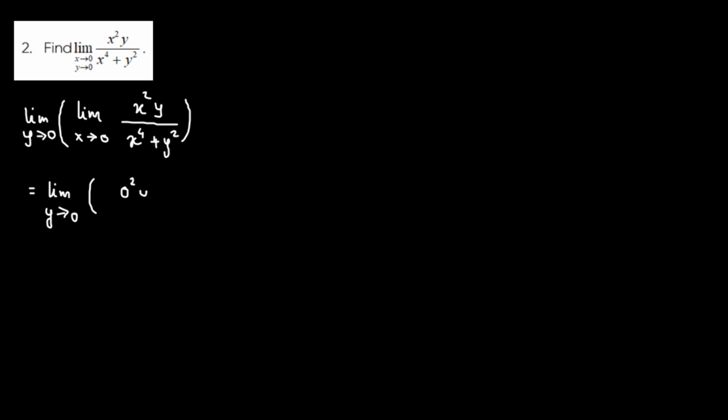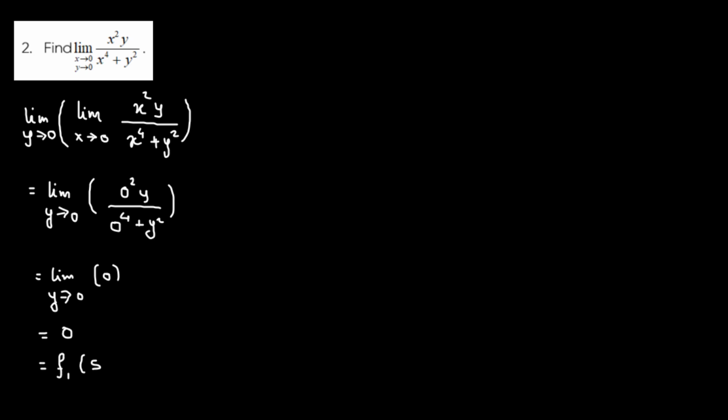So here we need to apply rule number 3. So we first begin by computing the limiting value of this given function as x approaches 0 followed by the limiting value when y approaches 0. So to do that, we're going to replace the value of x with 0, which leaves us with 0 squared times y divided by 0 raised to the power of 4 plus y squared. And that is giving us 0. So we need to find out the limiting value of 0 when y approaches 0, which is equal to 0.